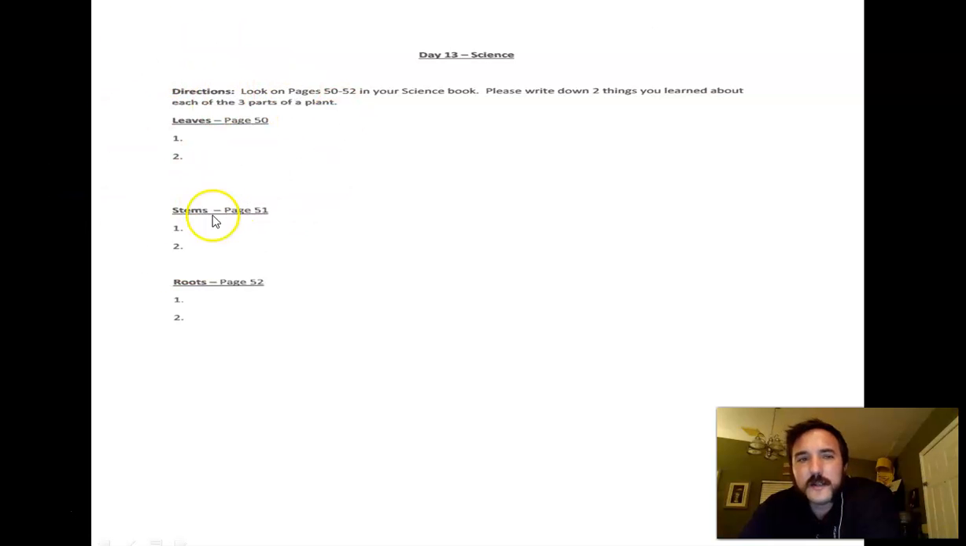This page. It kind of got one page devoted to each plant part, and read through it and write down something that you learned. I'm interested to see what you learned, and please remember to put your name on it.